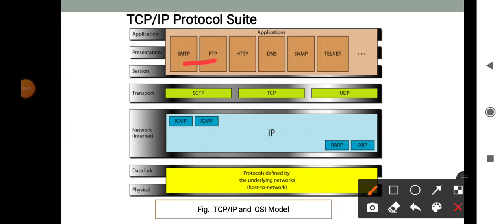These are the protocols: SMTP, FTP, HTTP, DNS, SNMP, Telnet, etc. Then it has some transport layer protocols: SCTP, TCP and UDP. And the network, that means internet layer, contains ICMP, IGMP, RARP and ARP. Then the data link layer and physical layer are controlled by protocols defined by the underlying networks, that means host to network.